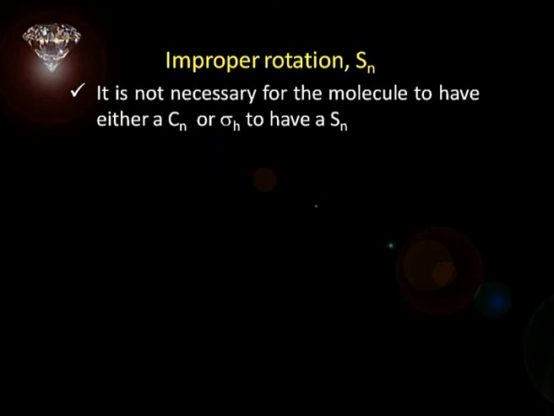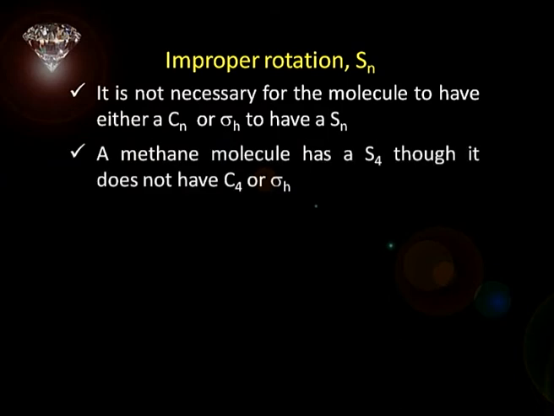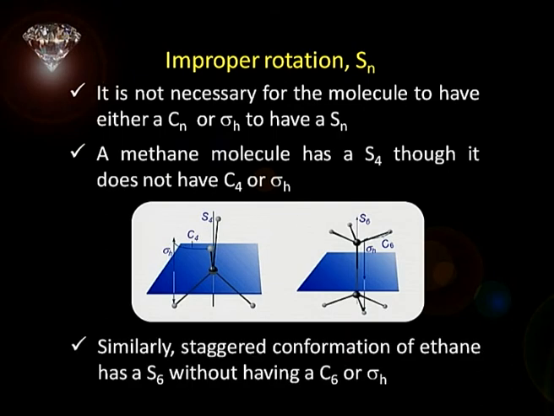Now, there is a very interesting observation here: for a molecule to have an improper axis of rotation, it need not necessarily have either the Cn or sigma h. The example I have taken just now, the methane molecule, has an S4, but it does not have either a C4 or a sigma h. Similarly, we can take the case of the ethane molecule in the staggered conformation. It has an S6, but it does not have a C6 or sigma h.